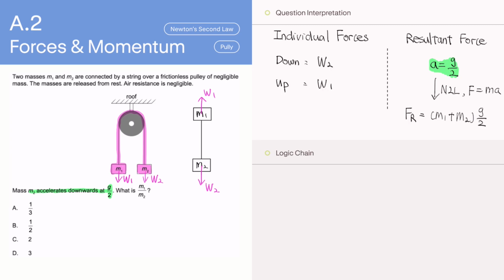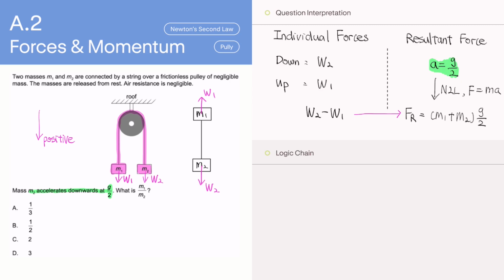So for the combined system, we have two individual forces, W2 downwards and W1 upwards. As we define downwards as the positive direction, W2 is positive and W1 is negative. That gives a net force of W2 minus W1. Here we've got both pieces now. The individual force W2 minus W1 equals the resultant force (M1 plus M2) times g/2.